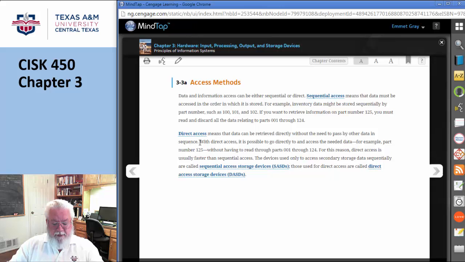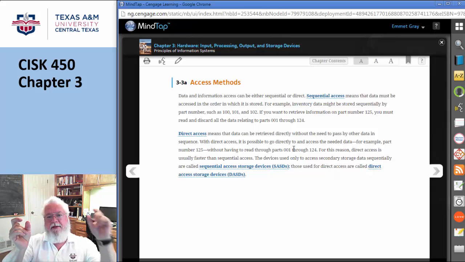Direct access is like hard drives and solid state disks and flash drives, everything else you've ever heard of, because the computer can very easily jump around from different spots on that disk without any trouble at all. It hardly takes any effort to move from one spot to another, unlike when I'm at the first part of a tape and I need to read the last part of the tape, and it might take a minute to get all the way there.